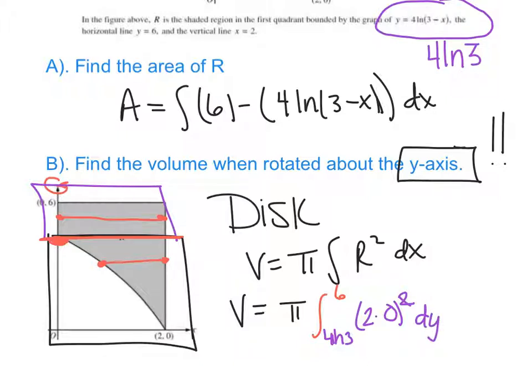Now we're not done, because we're also going to have to add on this washer piece. So let me start with the washer formula. So washer looks almost the same, it just has two r's. Volume equals pi big R squared minus little r squared.